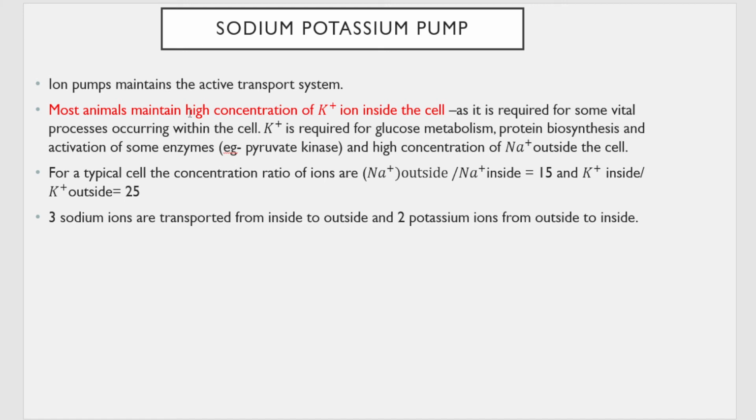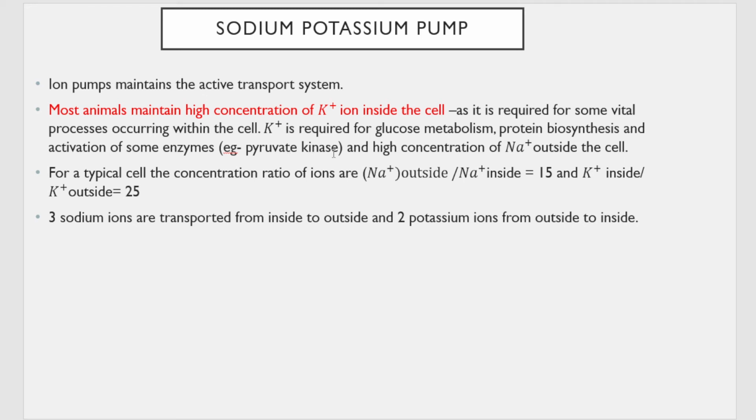Now students, it is very important for animal cells to maintain a high concentration of potassium ions inside the cell. This is an important question. Why is it important for them to maintain a high concentration of potassium ion inside the cell? The reason is that high concentration of potassium inside the cell is required for various glucose metabolism, protein synthesis, and activation of some enzymes. Some enzymes, if they have to work, they have to be activated, correct? So for those enzymes to be activated, there should be a high concentration of K plus inside the cell. One example is pyruvate kinase.